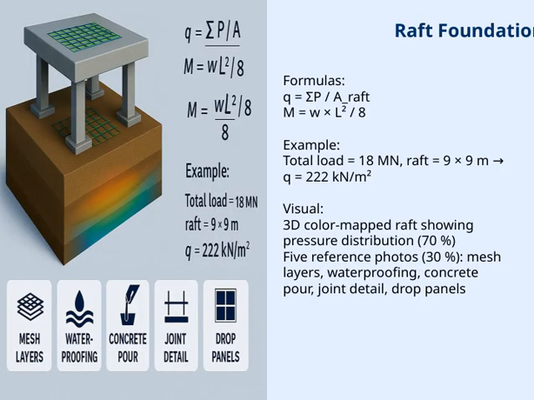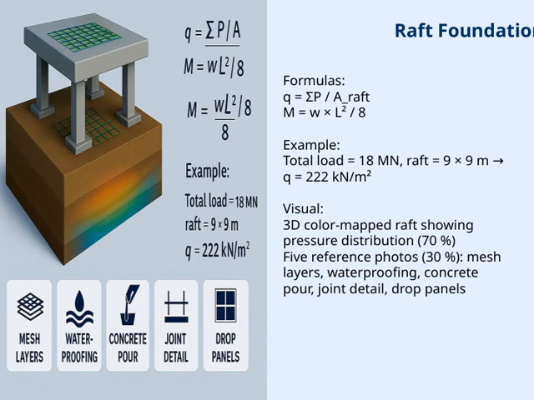Let's take a closer look at the raft foundation, also known as the mat footing. First, I'll walk you through some key formulas we use to analyze it. The first is Q equals the sum of all loads, or sigma, divided by the area of the raft, A raft. This gives us the pressure distribution across the foundation.